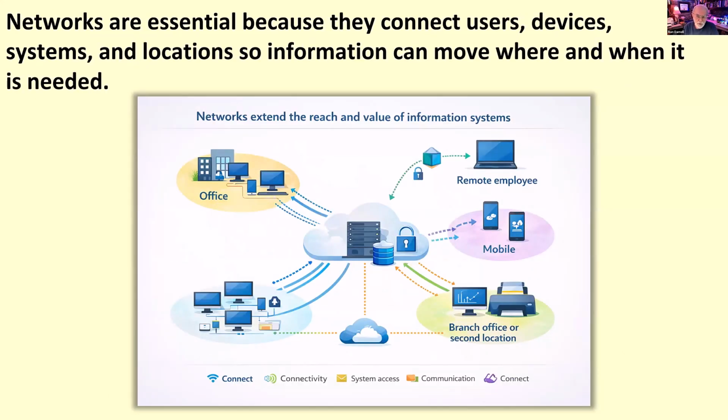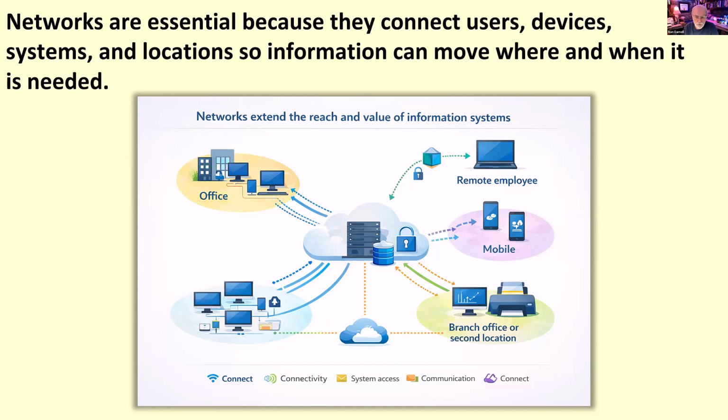Networks extend the reach and value of information systems. Networks are essential because they connect users, devices, systems, and locations so information can move where and when it's needed. Here we focus on the network component of IT infrastructure. Networks are what allow information systems to function beyond a single device or a single location. They connect computers, servers, mobile devices, cloud services, and other users so that information can be shared, accessed, and communicated across the organization.